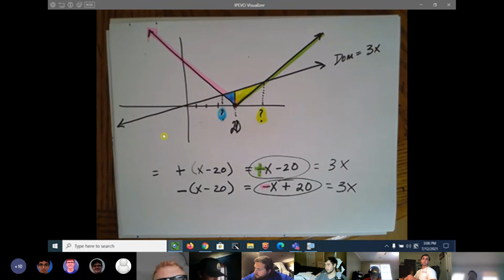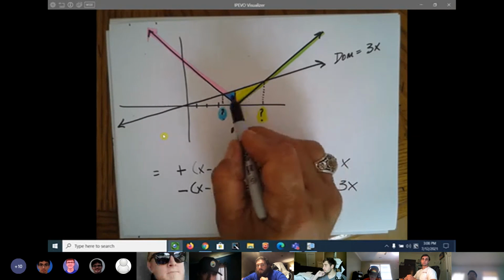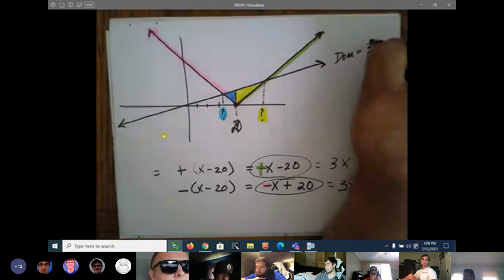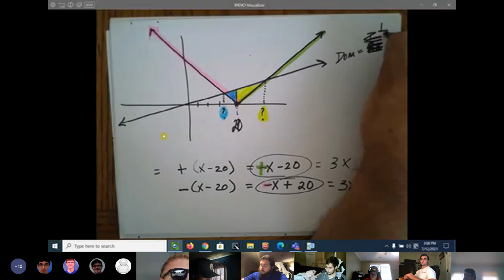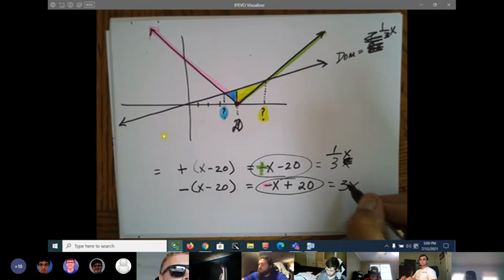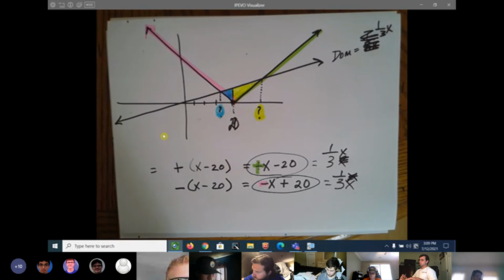Wouldn't the dominant be x over 3? Here's our region. What line is above the region? You've got the equation for the line is 1/3 x, not 3x. Is it 1/3 x or 3x? What is it? I thought that's what the problem was. Thank you. 1/3 x. There you go. Sorry, I messed up.